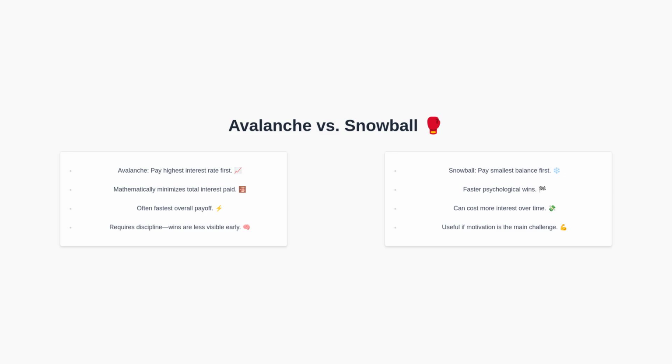Let us compare the two common methods. The Avalanche method directs extra payments to the highest interest rate first.